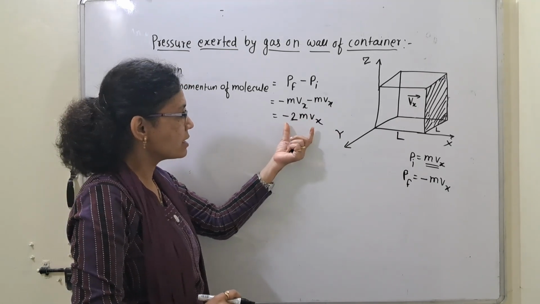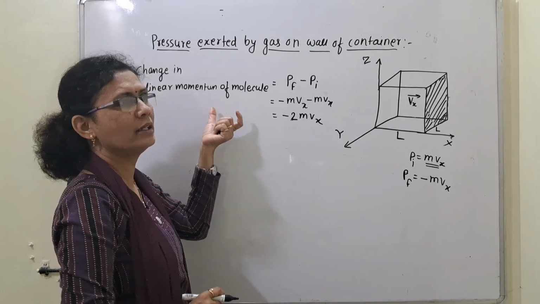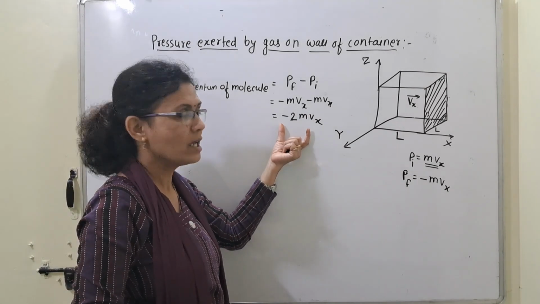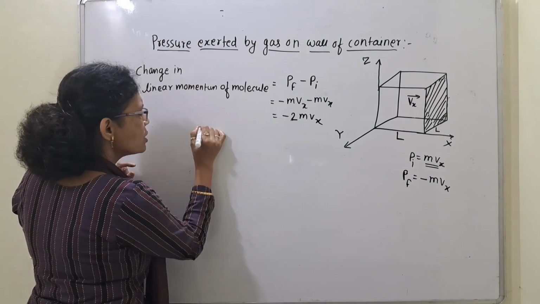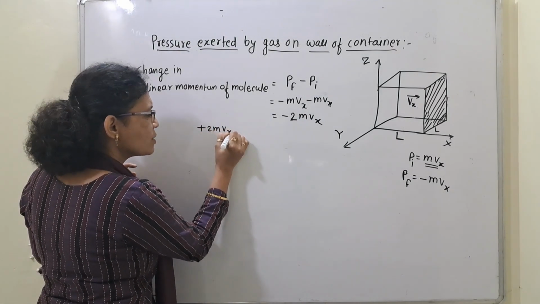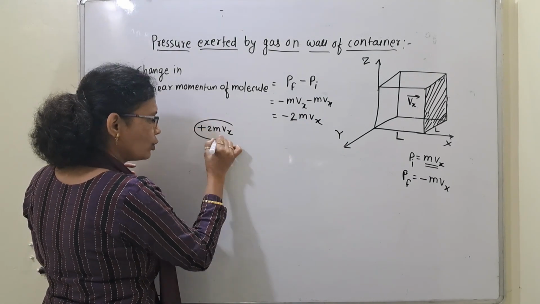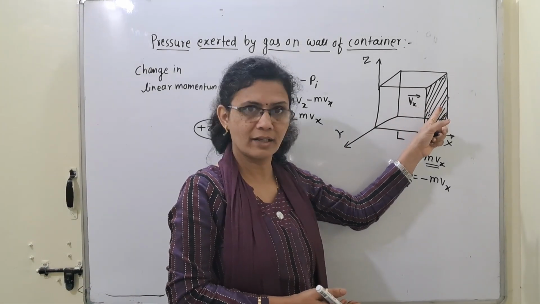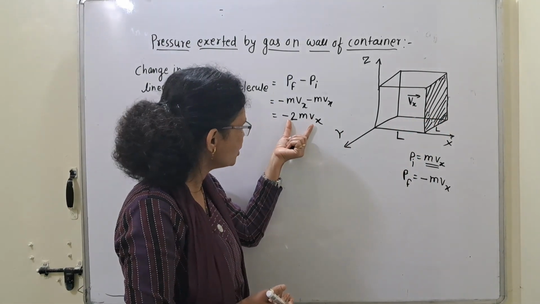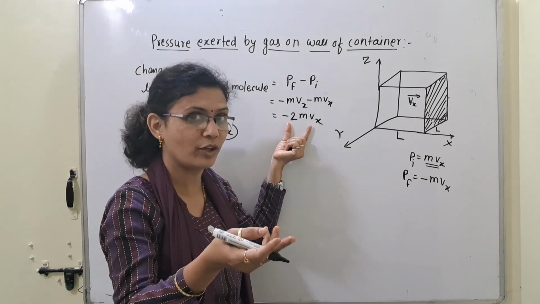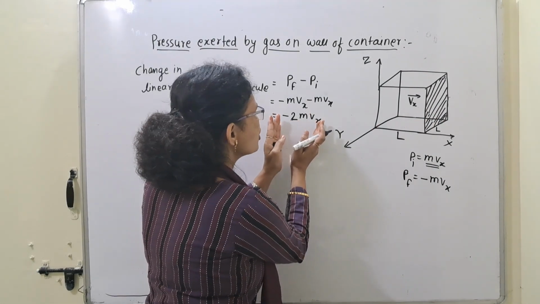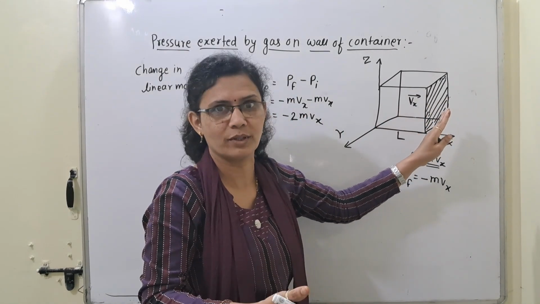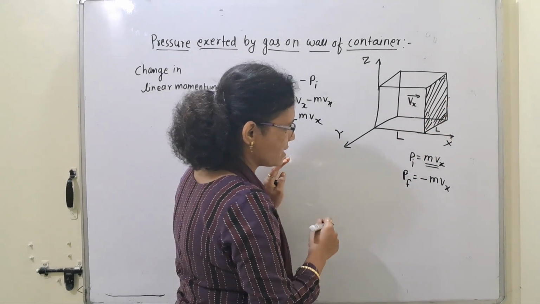2mvx means this is the change in linear momentum. This is the change, minus 2mvx, which means plus 2mvx is the amount of momentum imparted to this wall. If the change in momentum is minus 2mvx, this much momentum is given to this wall by the molecule. You can prove it like this also.